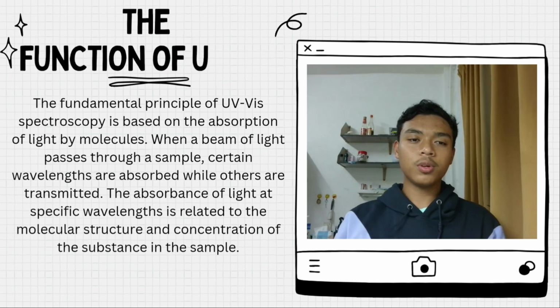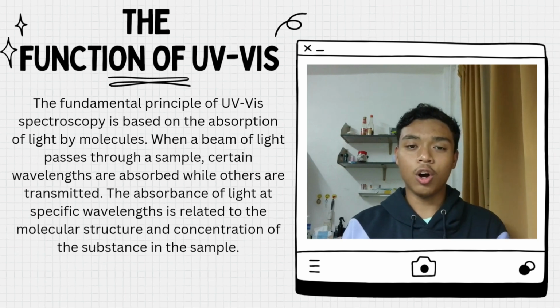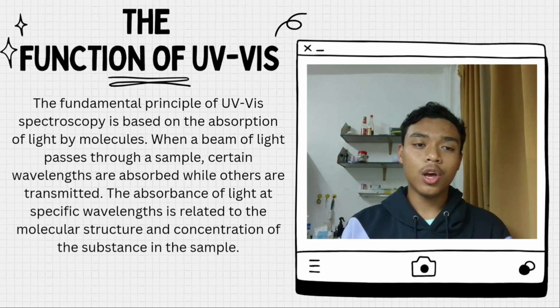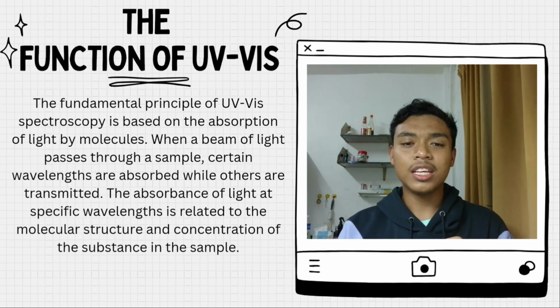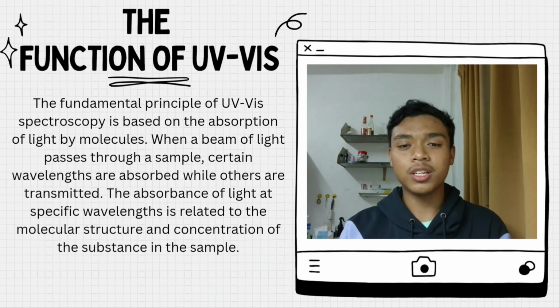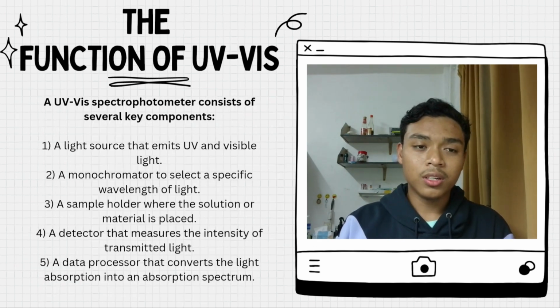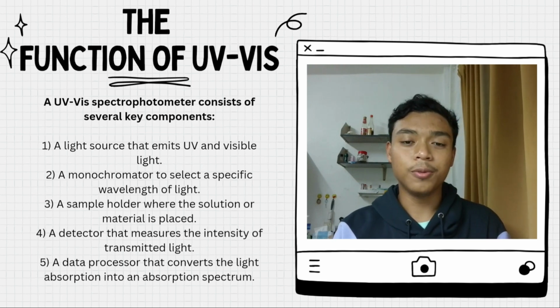Alright, so how does UV spectroscopy function? The fundamental principle of UV spectroscopy is based on absorption of light by molecules. When a beam of light passes through a sample, certain wavelengths are absorbed while others are transmitted. The absorbance of light at a specific wavelength is related to the molecular structure and concentration of the substance in the sample. So a UV-Vis spectrophotometer consists of several key components.